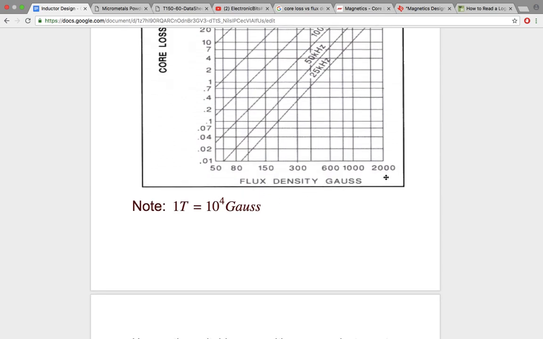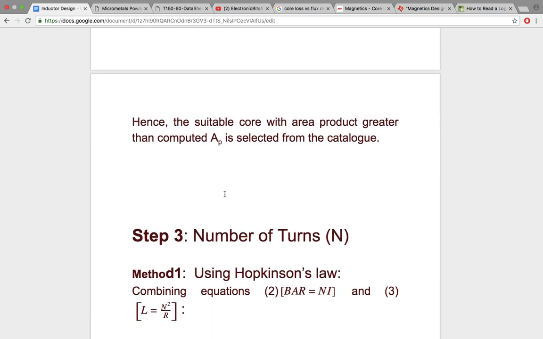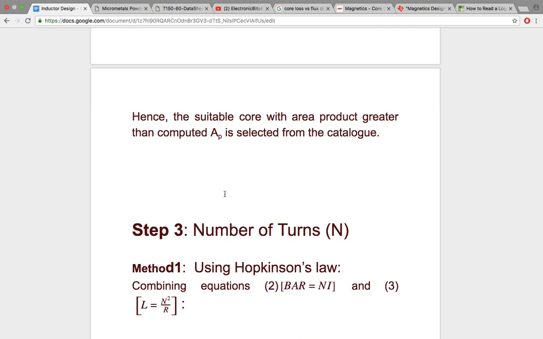It's given in Gauss, so you can find it in Tesla using this expression: 10 to the power 4 Gauss is 1 Tesla. Now we have the area product formula. We calculate the value of area product for our inductance requirement, and we choose a core which has an area product higher than the one we computed, taking it from the catalog of cores provided by the manufacturer. So you can look at the different sizes of core which meet the area product requirement.